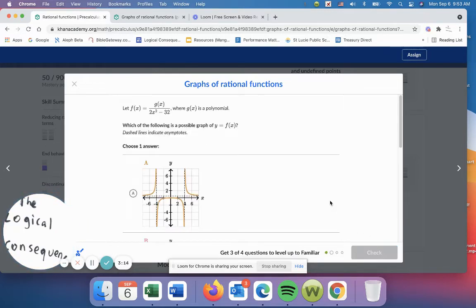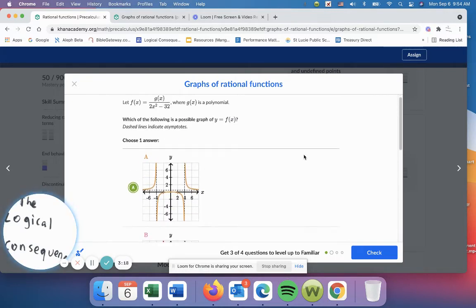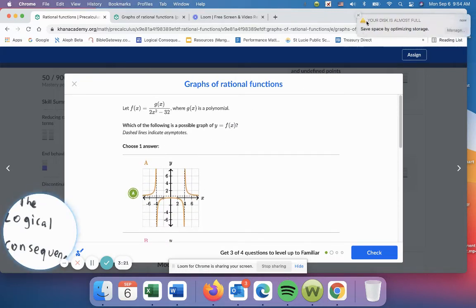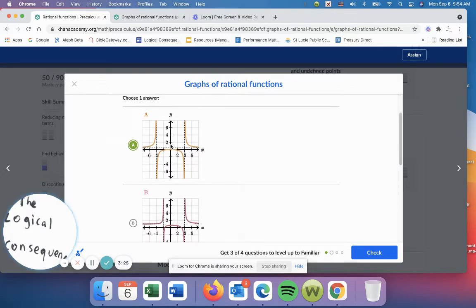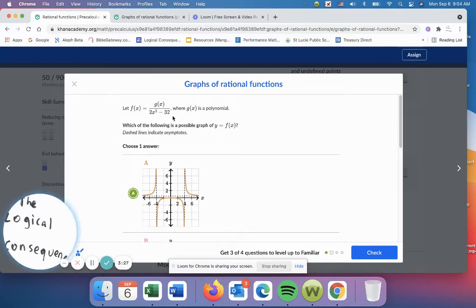Let's look at the next one. Again, same idea. Oh, I didn't mean to check that. This particular one says some function, but if you look at the hint, they're focusing on the denominator, which is going to give you a vertical asymptote. Whenever that denominator is 0, it gives you the vertical asymptote.